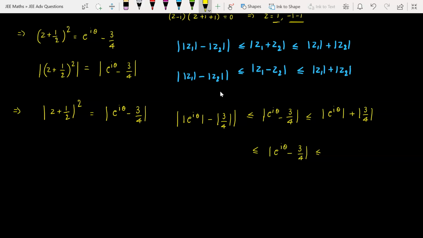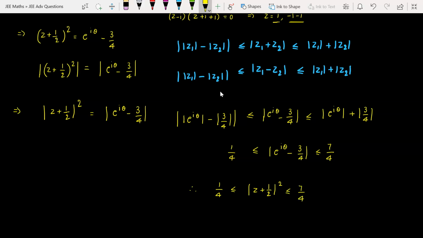This is nothing but 1 and this is nothing but 3 by 4. So 1 plus 3 by 4 is 7 by 4, and 1 minus 3 by 4 is 1 by 4. Modulus of 1 by 4 is the same as 1 by 4. So therefore we have 1 by 4 less than or equal to modulus of z plus half whole square less than or equal to 7 by 4.